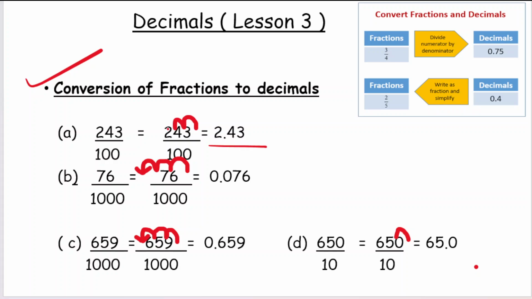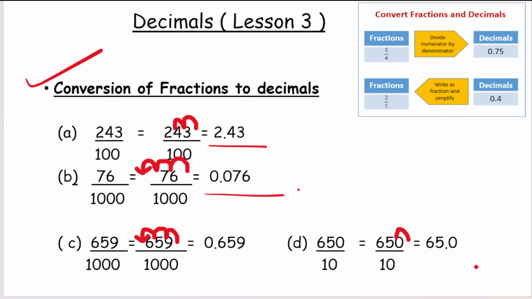Let us look at question B. 76 by 1000. How many zeros are in the denominator? There are 3 zeros in 1000. The numerator value is 76. Now my decimal point will shift 3 places from right to left. So it is 1 place, 2 places and 3 places. You can see the arrow mark. That means it is 0.076.